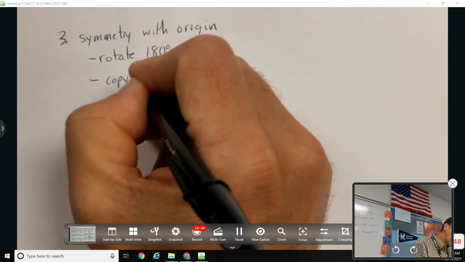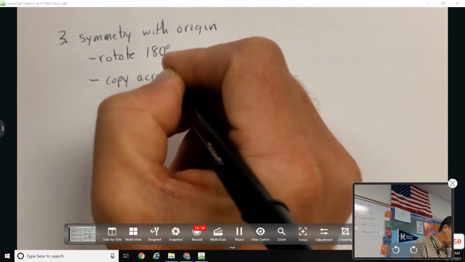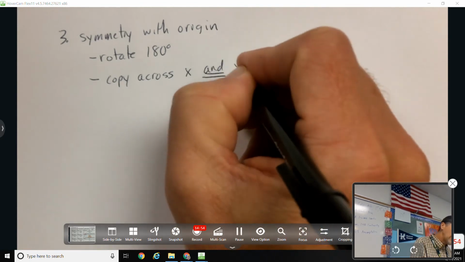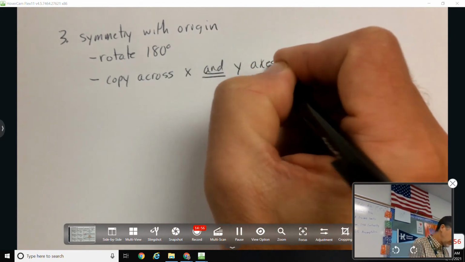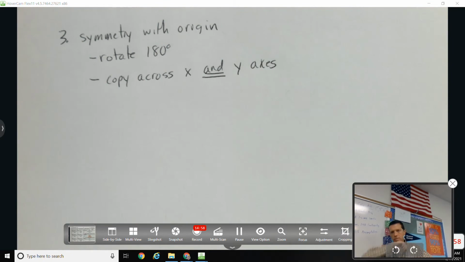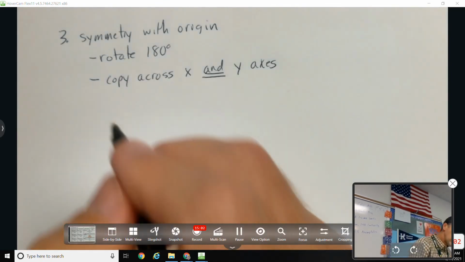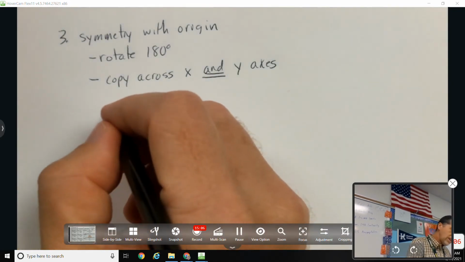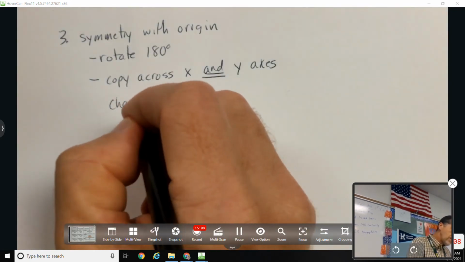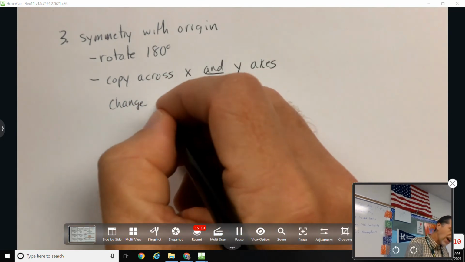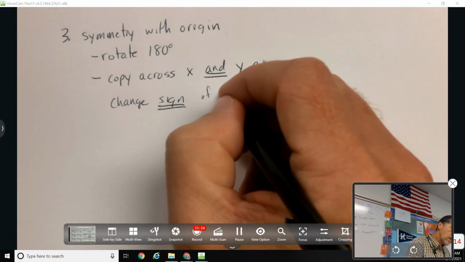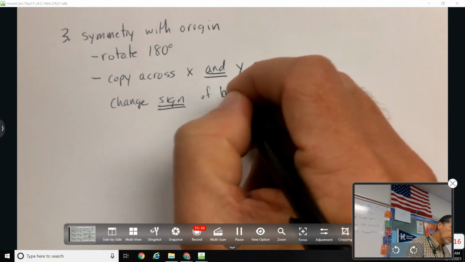Another way to say it is that you copy it across the x and y axes. Since you're copying it across both axes, you'll change the sign of both coordinates. Change sign of both, should have underlined both.